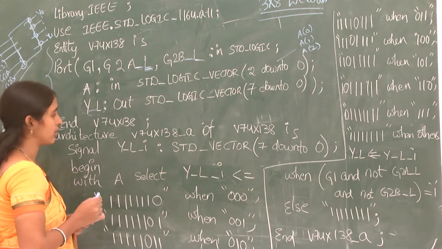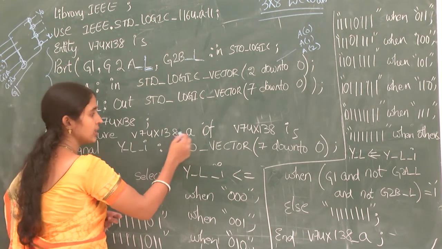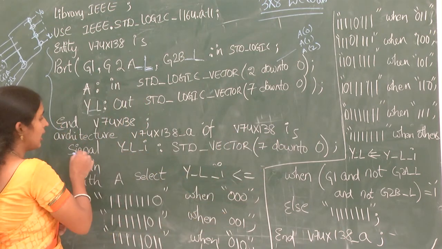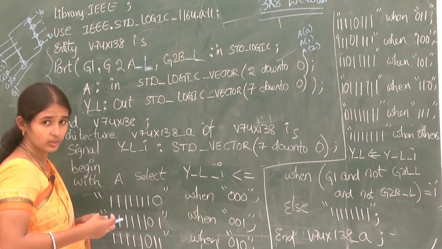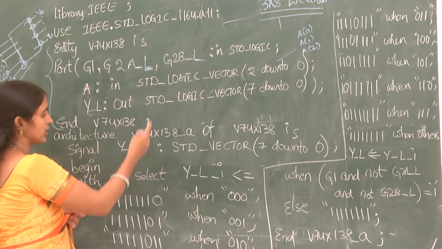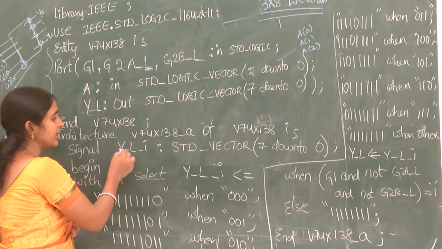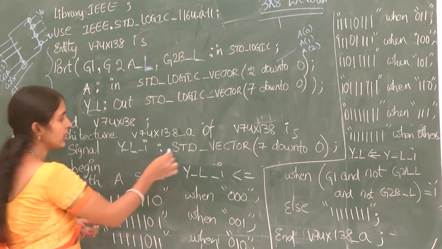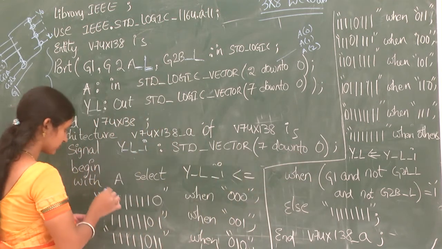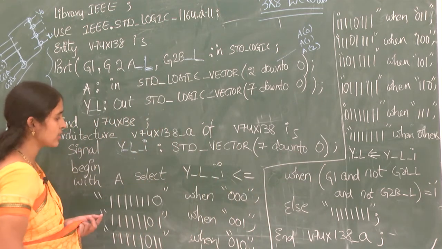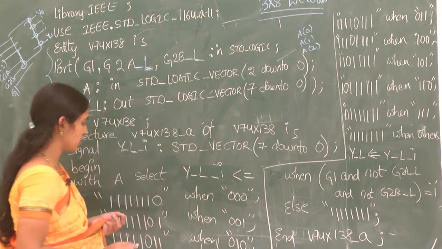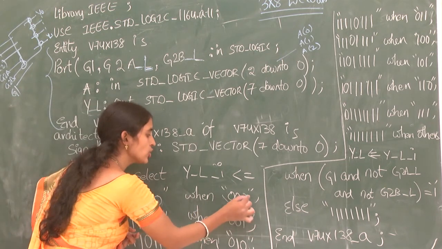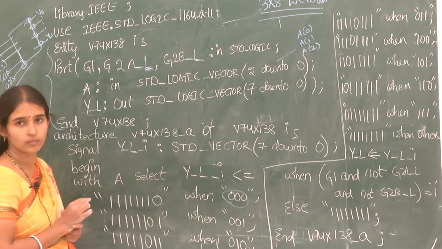Now the architecture behavior. Architecture of this 74138 decoder starts with the signal declaration. Suppose it is some internally generated signal. I am taking it as y_l_i, which is nothing but the internally generated signal, also 7 down to 0. Begin with a select: y_l_i is equal to this when 0 0 0, which indicates that the 0 0 0 input is being selected.